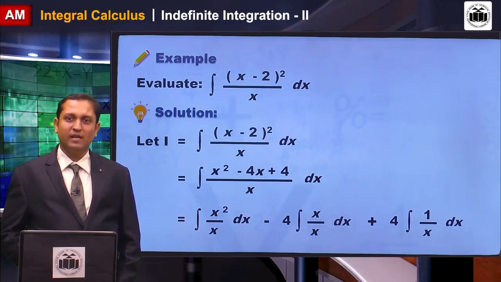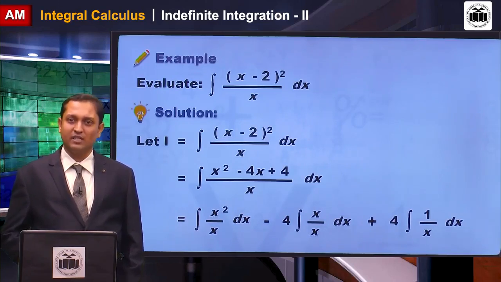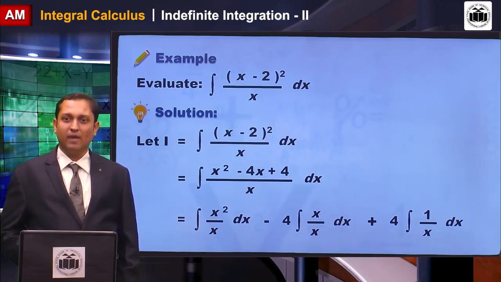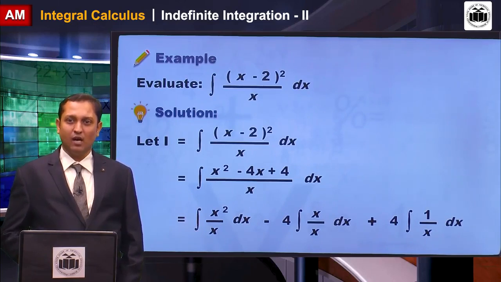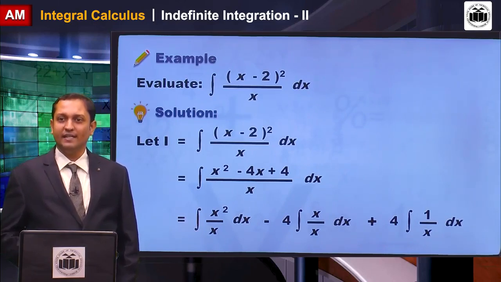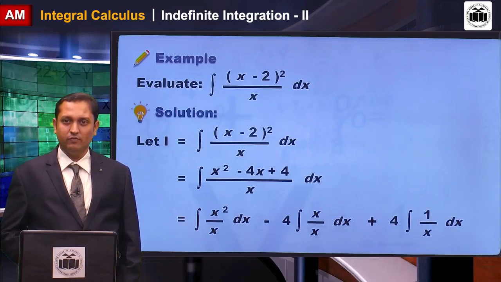So in the first part that you are seeing, integral x square upon x dx, this is the first integral, minus the constant 4 we have taken outside by using rules of integration, and we get integral x upon x dx, plus again the constant 4 we are taking outside, so we are getting 4 integral 1 upon x dx. Now in the next step, obviously x square and x will get cancelled, we will get integral x dx. In the second part, x and x will get cancelled, we will get integral dx, and in the third part 1 upon x will remain the same.